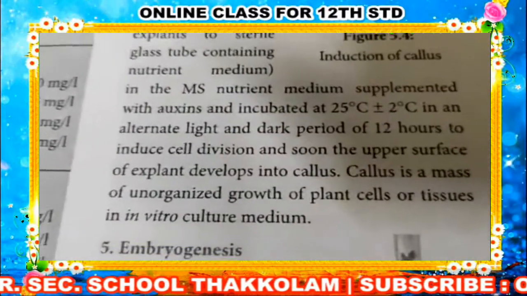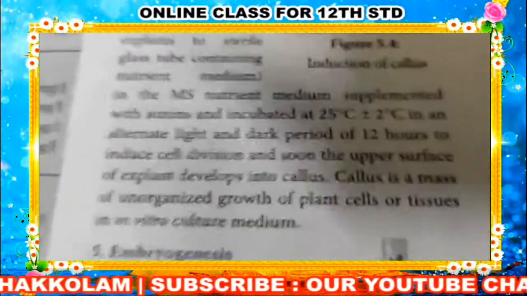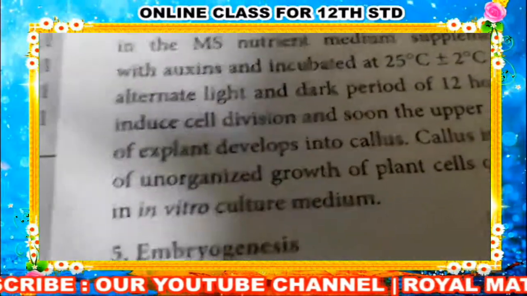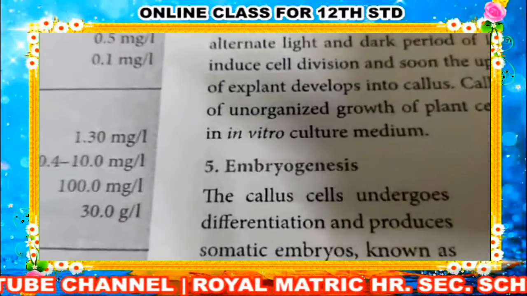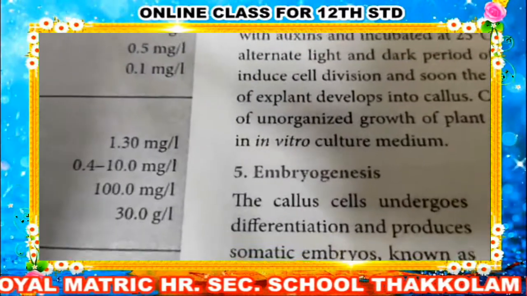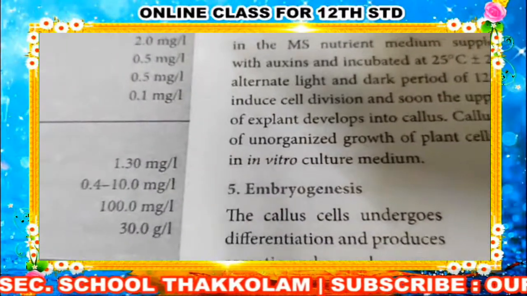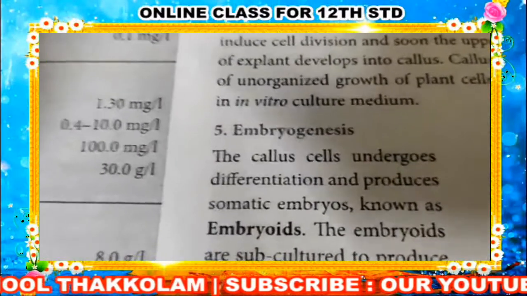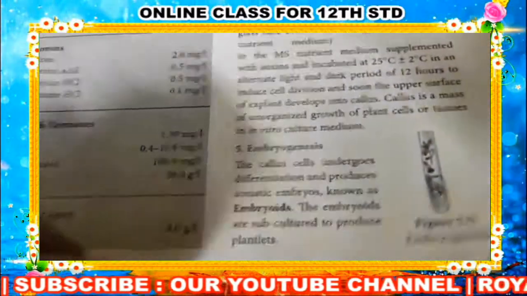What is callus? Callus is nothing but the unorganized growth of the plant cells or the tissues inside the in vitro medium, inside the glass tube. Embryogenesis means what? The callus cell undergoes differentiation, and this produces the somatic embryo. The cells that form the plant leaf, branches, all these things are called somatic embryos, and these embryos again are subcultured, and they produce the plant.